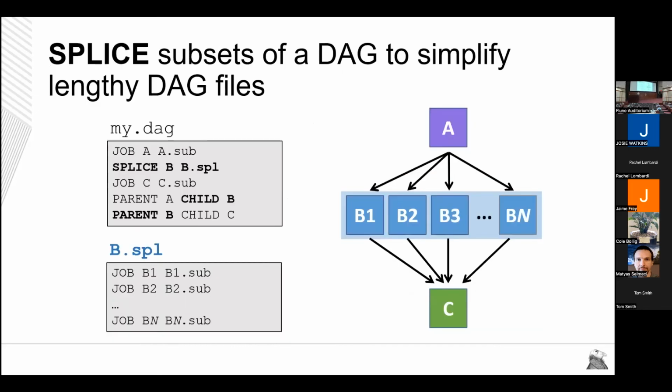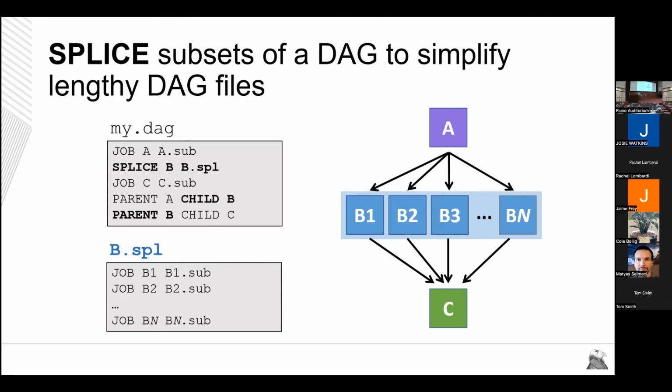To achieve repeating substructures in your DAG, or even just to break up your DAG file into simple components and make it simpler to express, you can use the SPLICE feature. In this example, rather than defining all of jobs B1, B2, through N, and then also listing them out in the parent-child statements, we can instead make a SPLICE listing our B jobs that, when we submit the overall DAG file, gets read in as if that was one big DAG file.